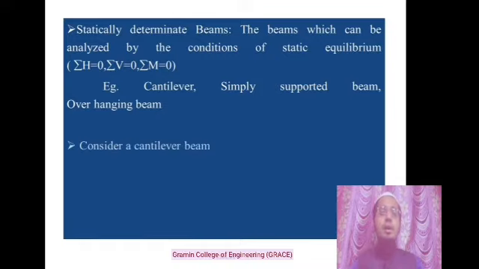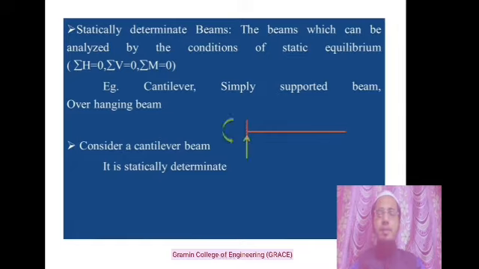Suppose, as we know, a cantilever is statically determinate. Why? Because, as we know, in a cantilever one end is fixed and the other is free. In the case of a cantilever, the support reactions will be an upward reaction at the fixed end and a moment. You can see in the diagram there is a cantilever, one end fixed, other free. At the support there is an upward reaction and a moment. These are the only two reactions in the case of a cantilever.